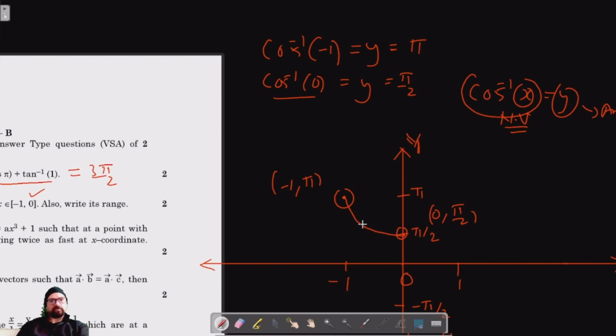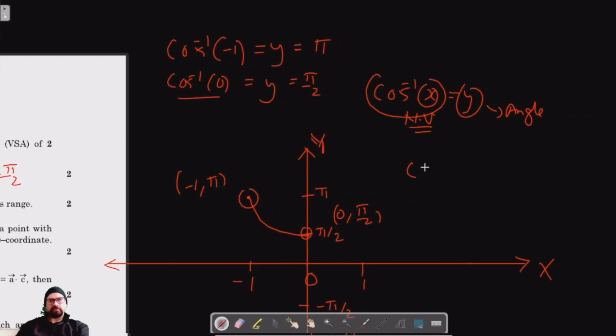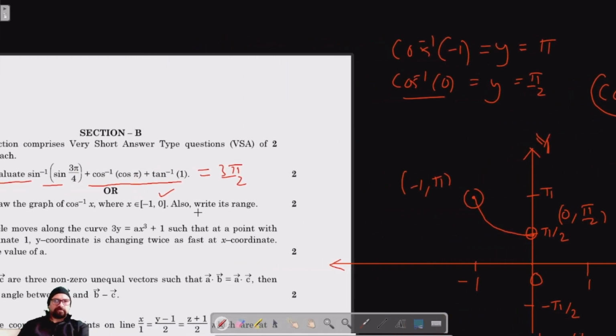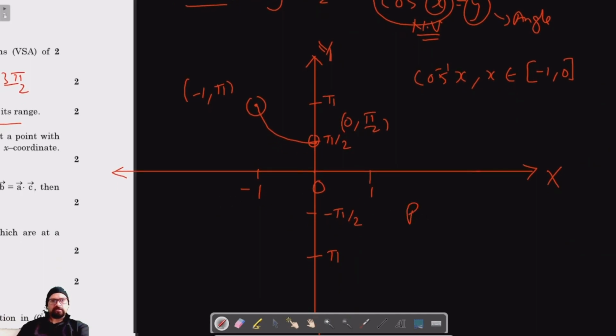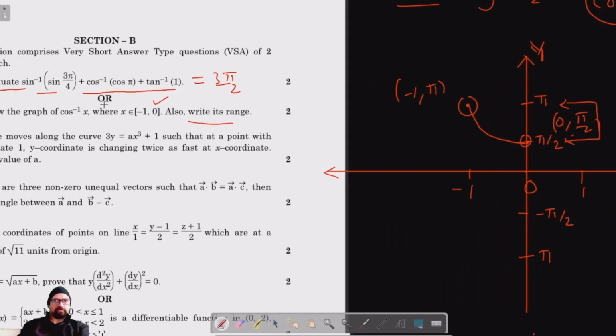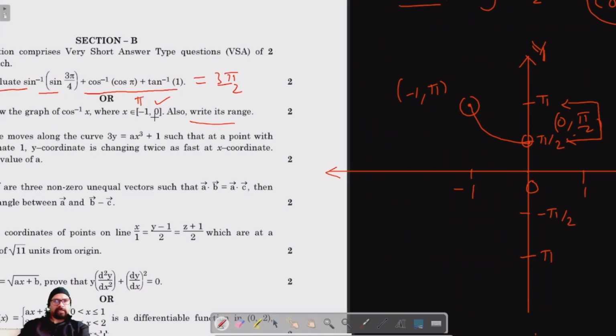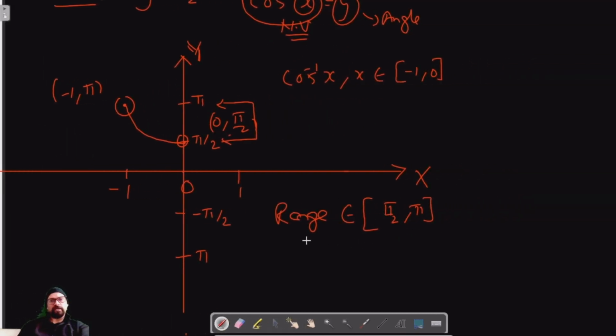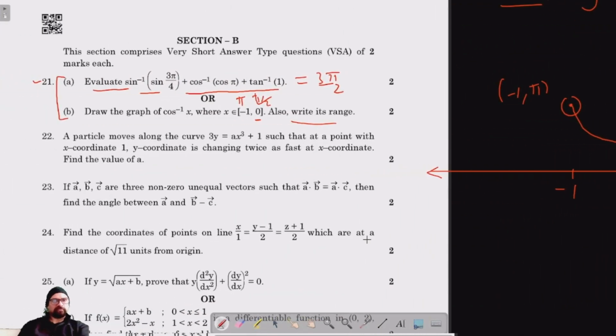So this is our graph for cos inverse x, where x is from -1 to 0. Now it asks what is the range. So the range of this function goes from pi by 2 to pi, because for cos inverse x, the value at -1 is pi, and at 0, the value is pi by 2. So the range is pi by 2 to pi, and this solves our question number 21.